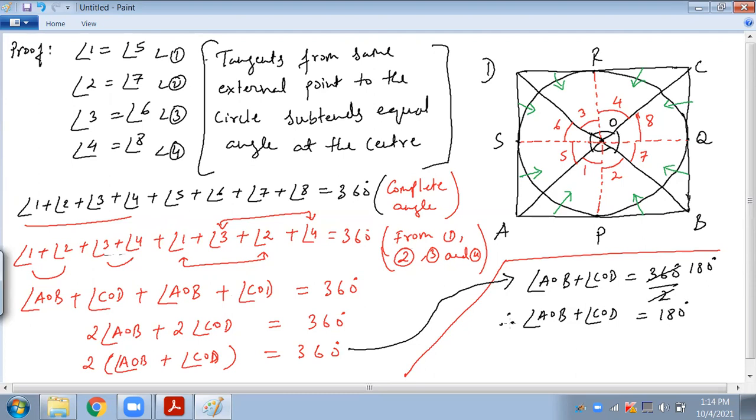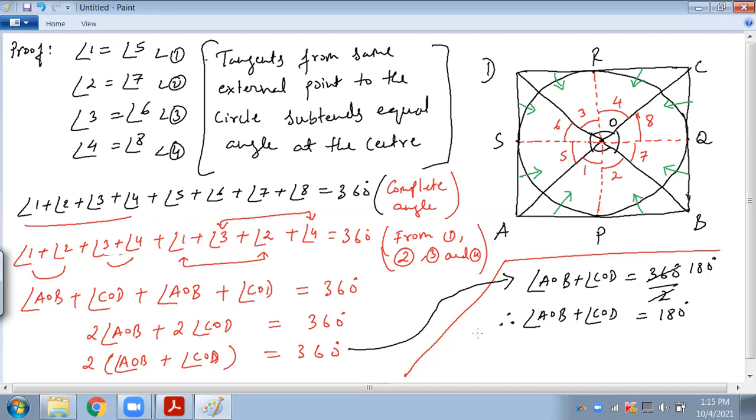So we are showing AOB plus COD equal to 180. Now, in the same way, what can you show? We can show AOD plus BOC also 180. Now, exactly the same thing, only while showing AOD plus BOC 180, we are going to change 1, 2, 3, 4 because we don't need these. So we'll change 1, 2, 3, 4, and on solving it, we'll get angle AOD plus BOC is equal to 180.